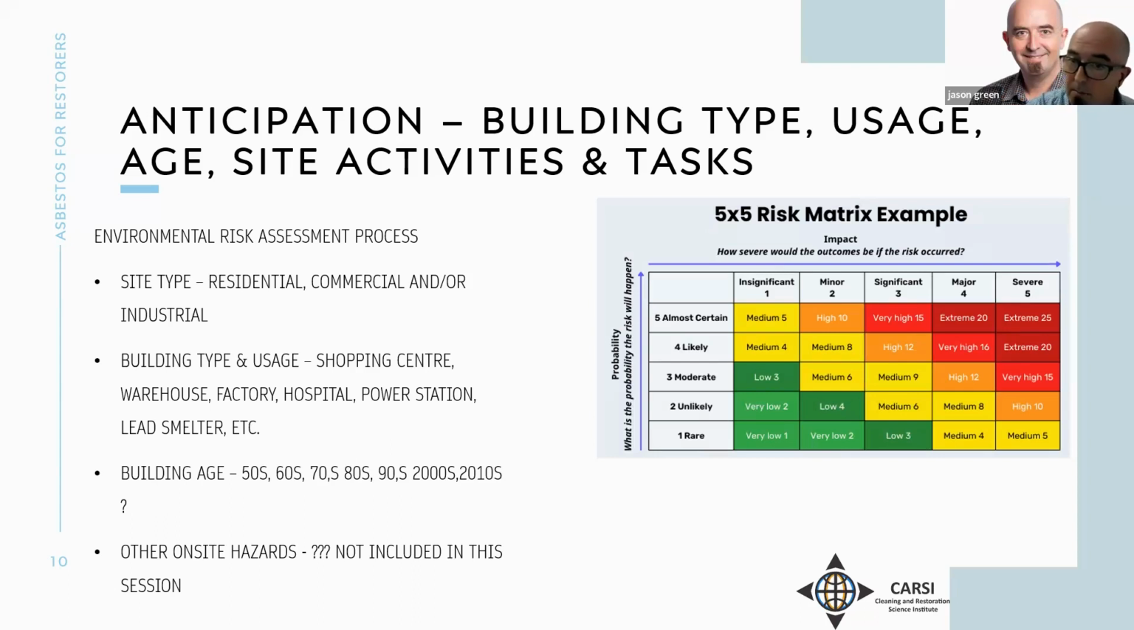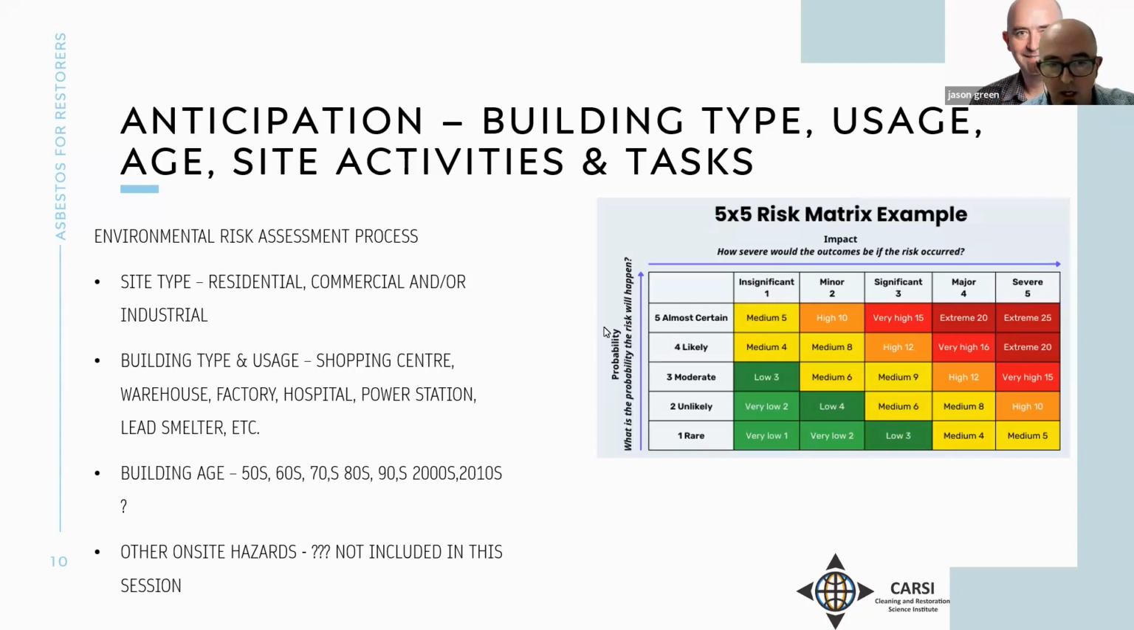The type of building and the usage of the building is important. So it's a shopping centre or a warehouse or a factory or a hospital. They've all had their own construction types and the different types of building materials that may be present within that area. The building age is very important. So we'll have a look at a slide shortly where it talks about the different age brackets of the types of materials you find.